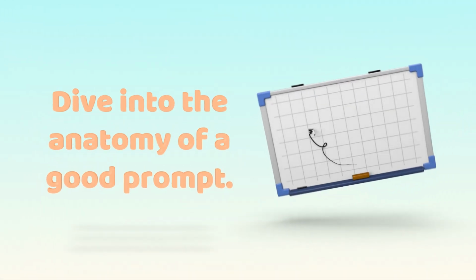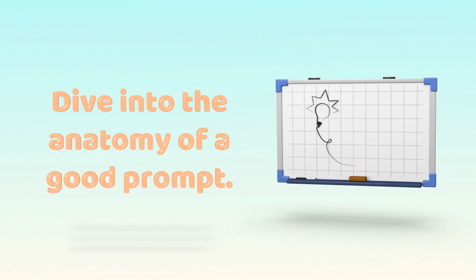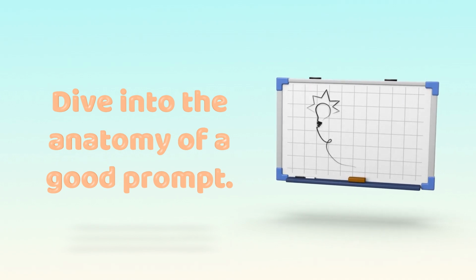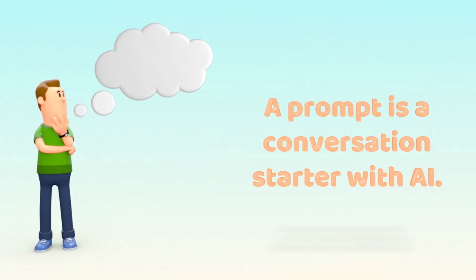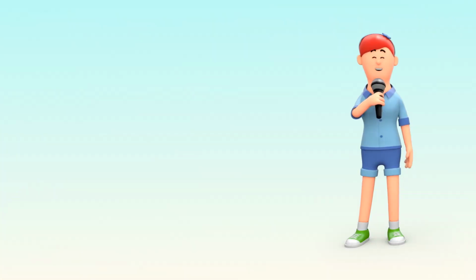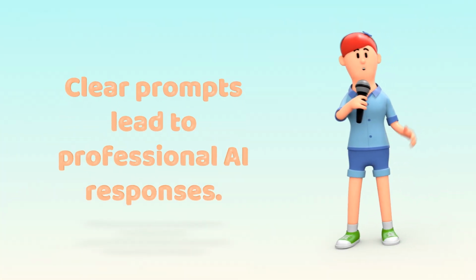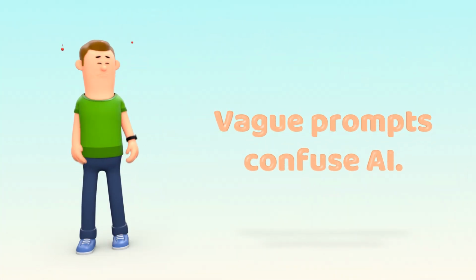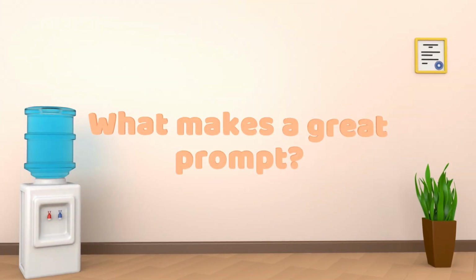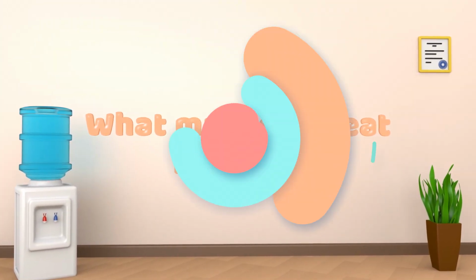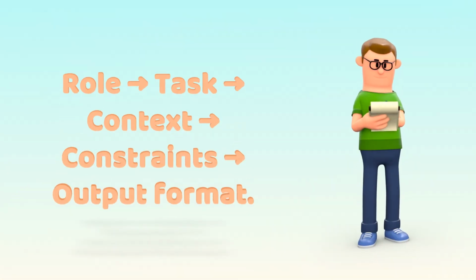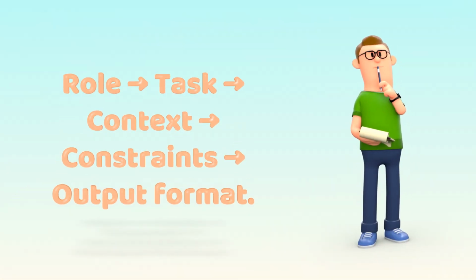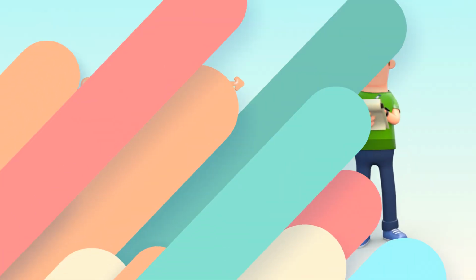In this lesson, we'll dive straight into one of the most powerful tools you can master, the anatomy of a good prompt. Think of a prompt as a conversation starter with AI. If you speak clearly and with structure, AI responds like a professional. If you're vague, it gets confused, just like a human would. So what makes a great prompt? It follows a simple, universal structure: role, task, context, constraints, output format. Let's break it down.